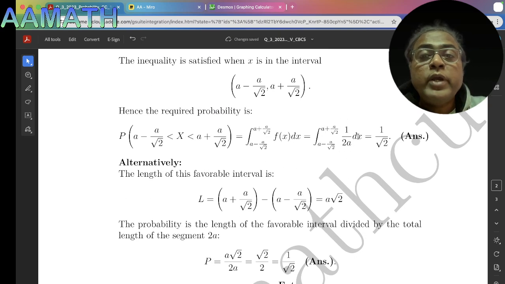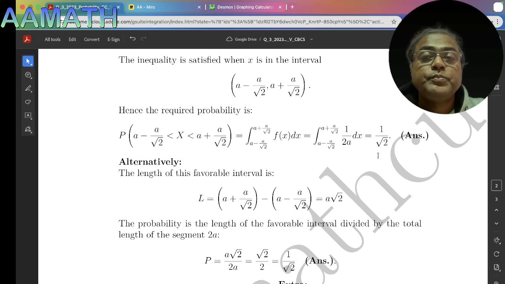So twice a into x, lower limit a minus a by root 2, upper limit a plus a by root 2. So we get 1 by root 2. The required probability is 1 by root 2.